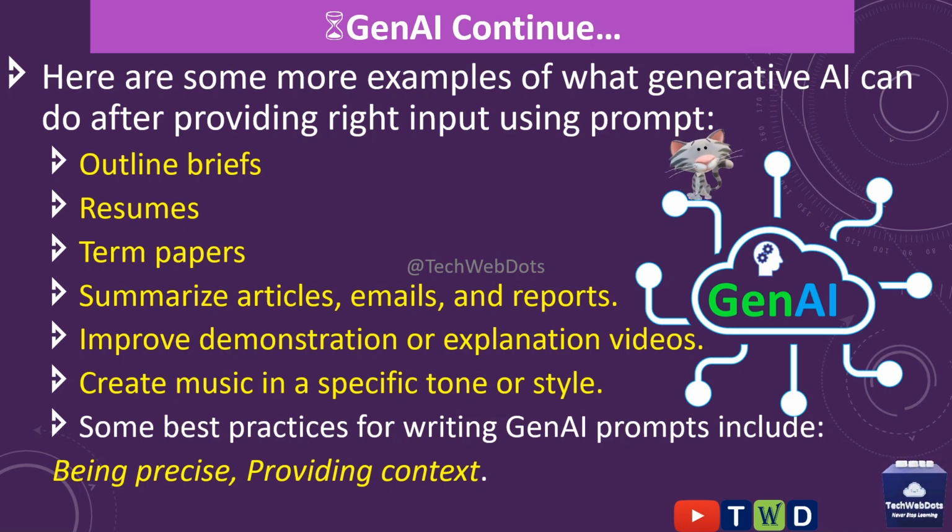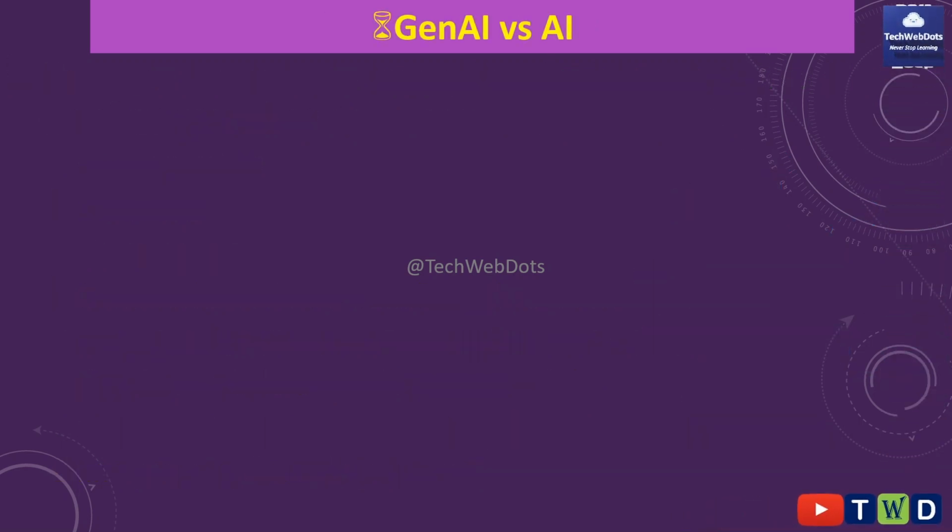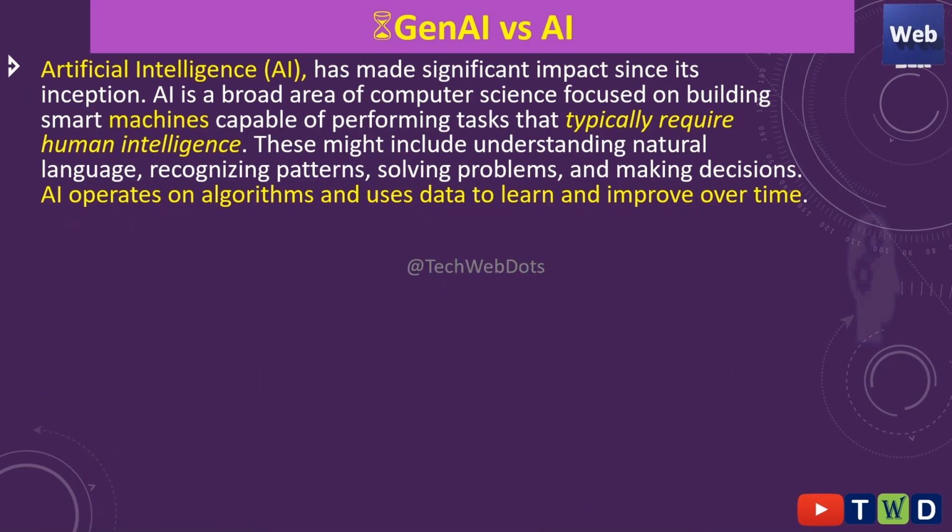Some best practices for writing Gen AI prompts include being precise and providing context, meaning what you actually want to do or create. Now, the last and important one: what is the actual difference between Gen AI and artificial intelligence? In short, artificial intelligence has made a significant impact since its inception, I mean, when it started actually.